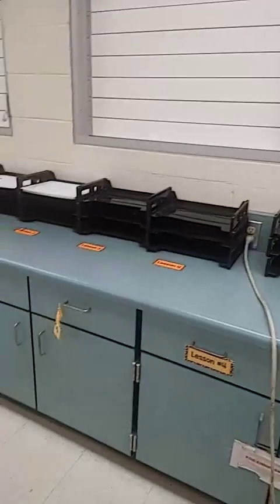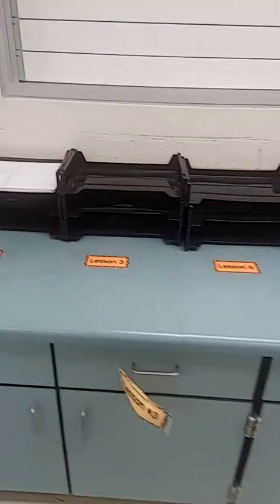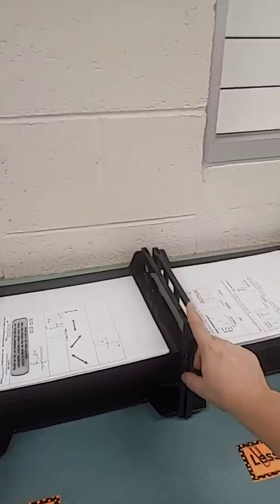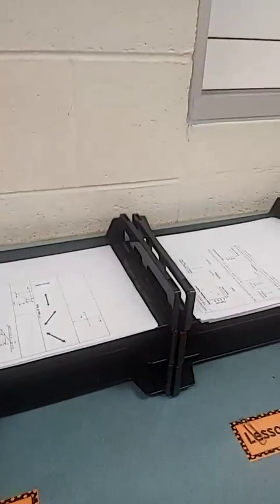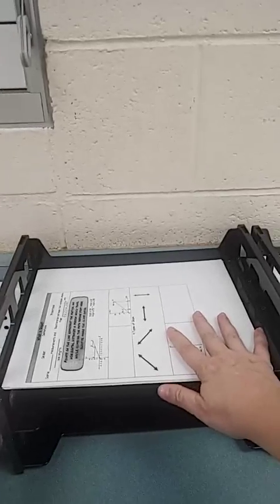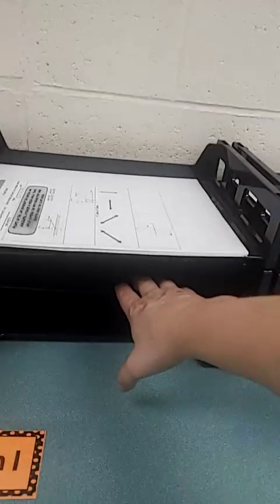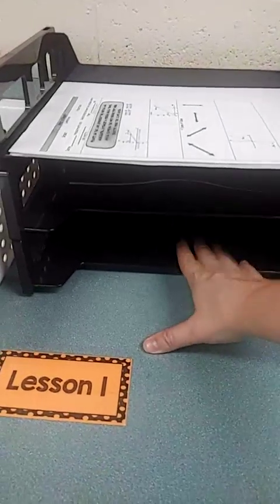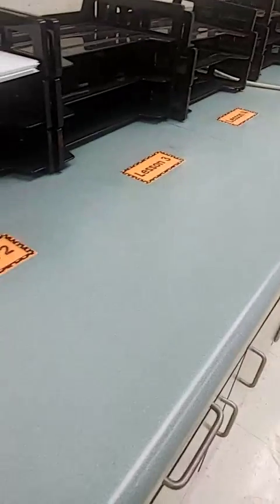So I mentioned I have a new system this year. This is my new system. So I used my money to invest in these paper stackers, and they work really well. So I have notes on top always. Then if the assignment's on paper, it goes down here. Their should-do is in here. It's labeled so that they know what lesson is what.